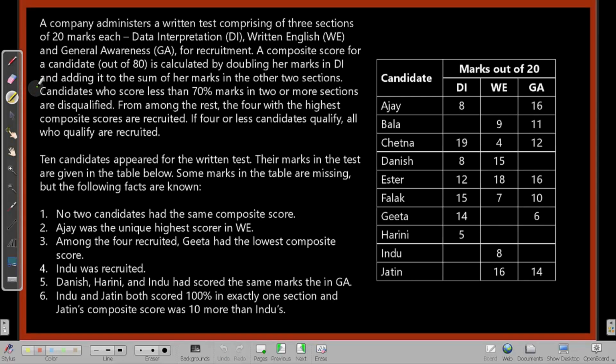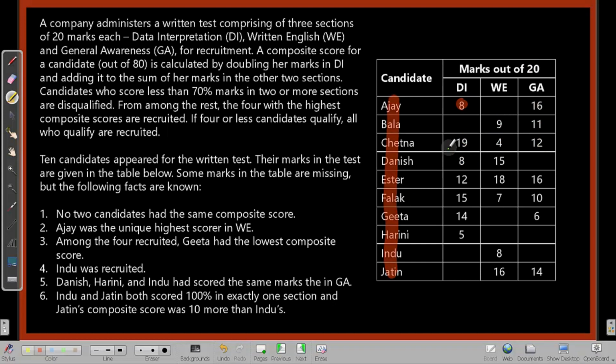This says: a company administers a written test comprising 3 sections of 20 marks each: data interpretation, written English, and GA. So DI, WE, and GA. So those are the 3 things that we can see there in the data set, and each is 20 marks. So the marks are actually given there out of 20.